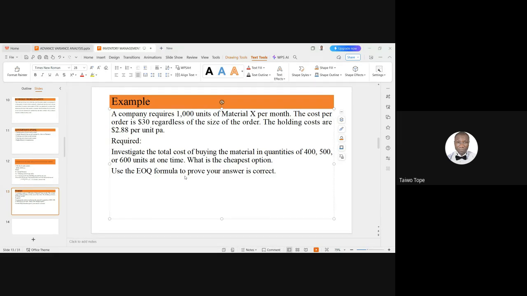Investigate the total cost of buying the material in quantities of 400, 500, or 600 units at one time. What is the cheapest option? Use the economic order quantity formula to prove your answer is correct.